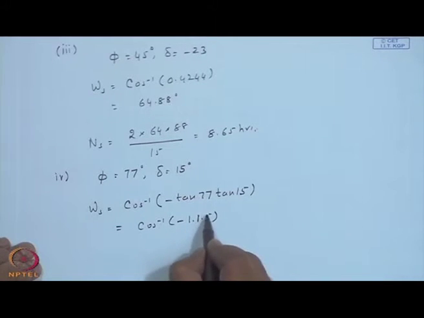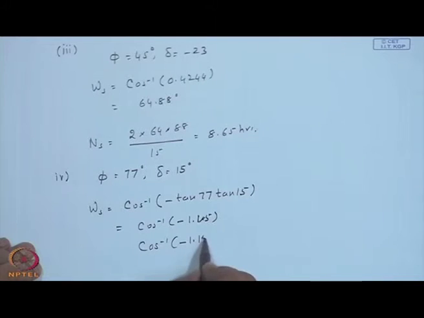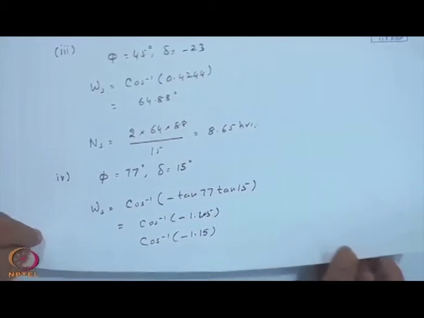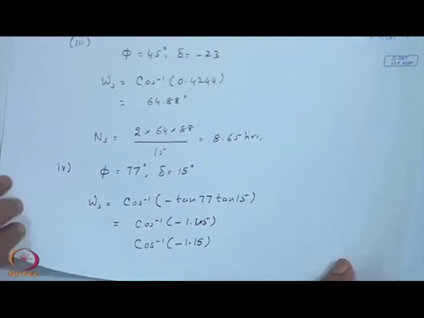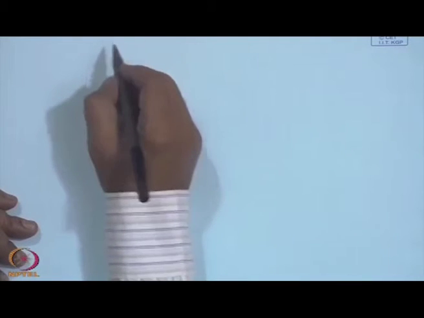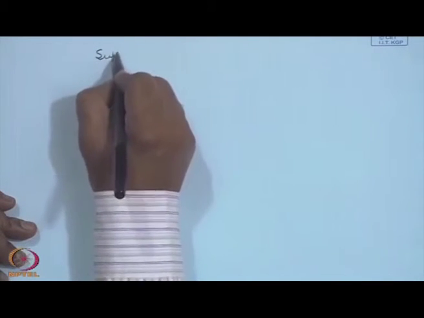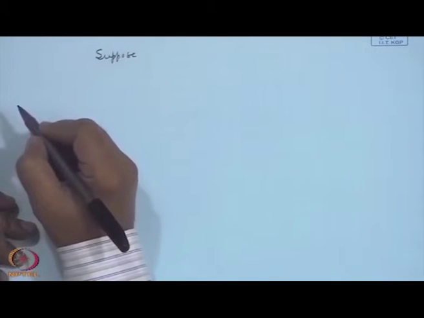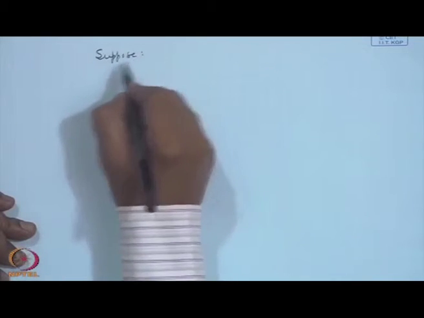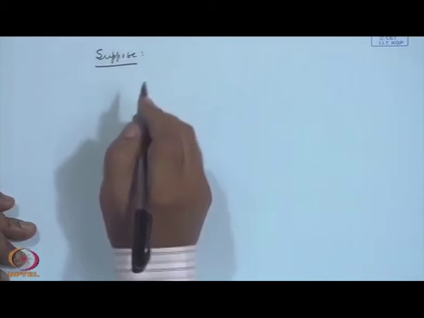Sorry, tan 15. Let me rewrite: cos inverse minus 1.15. You know that cos inverse is not defined when the modulus of the number is more than 1. So this cannot be evaluated, but this is an important statement or argument, rather not a supposition, the fact.